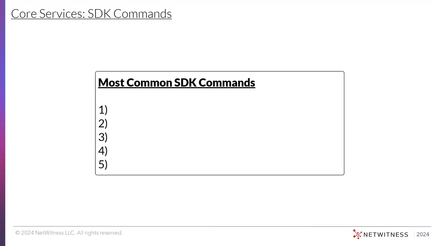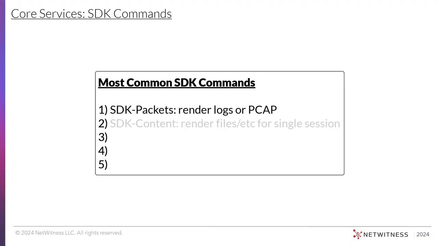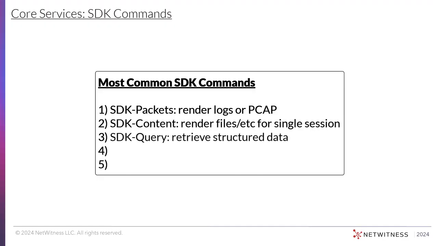With encoding out of the way, we can talk about the specifics of the different SDK commands and the situations that require using each call. There are 5 main commands that you are likely to need. SDK packets, which is used to render the results of a query as raw logs or a PCAP. SDK content, which is another way of rendering data, but can also extract file hashes, files, or text from a plaintext session. SDK query, which is often used to get session IDs, perform aggregation queries, or generally retrieve raw meta in a structured way.